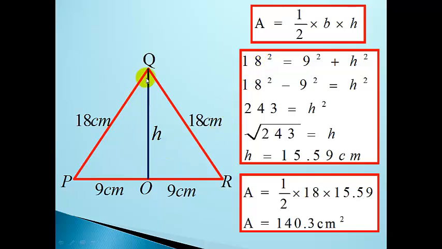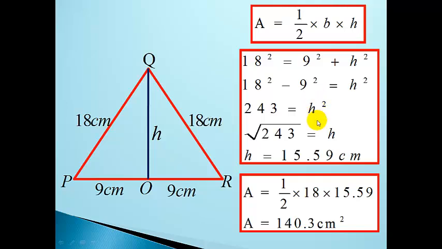Now that we have divided the triangle into two halves, we consider either of the triangles, QPO or QOR. Considering triangle QPO, using the Pythagoras theorem, 18 squared is equal to 9 squared plus h squared. And so 9 squared becomes minus 9 squared on the left hand side, and we have 18 squared minus 9 squared to be 243. And this is equal to h squared.